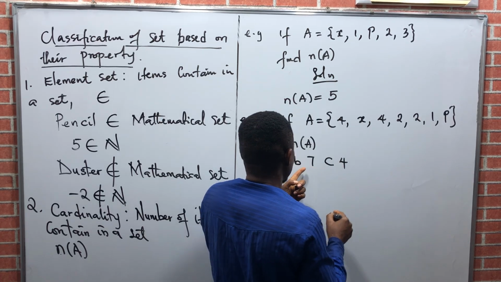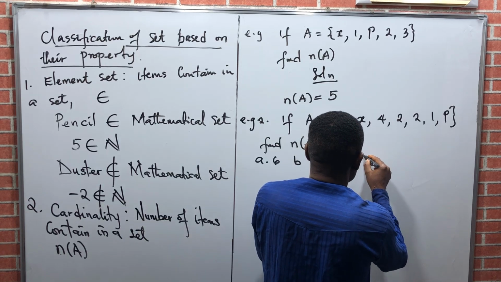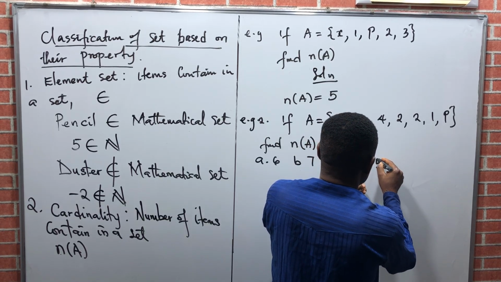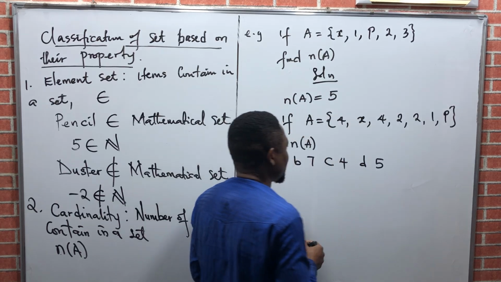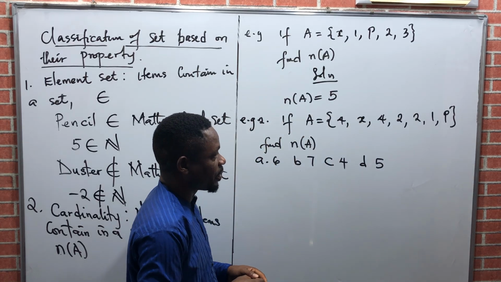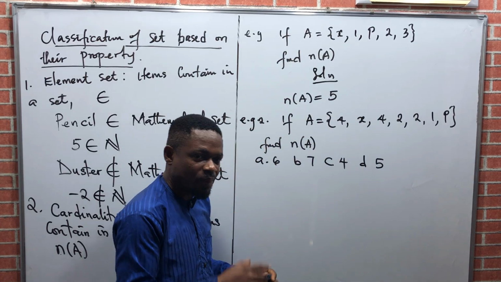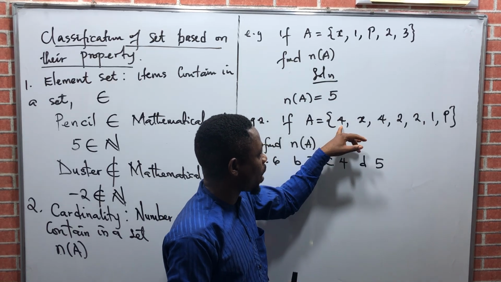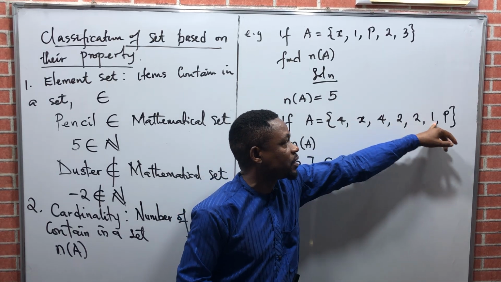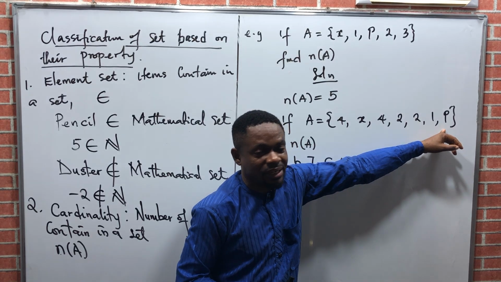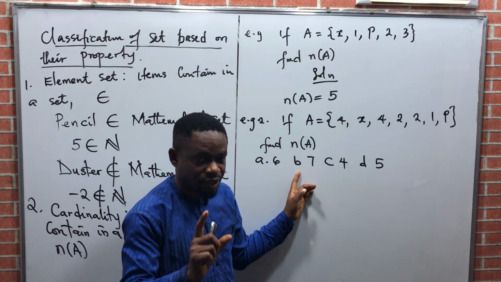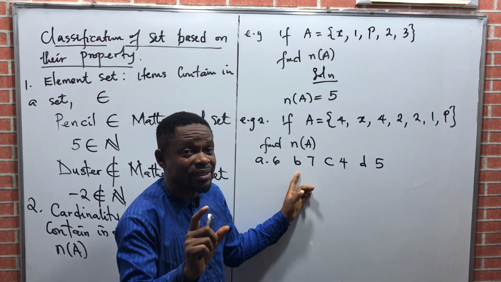Then the fourth one, option D, is 5. And they said we should find the cardinality of this set. I know by what I have explained initially, all of you or some of you may decide to say 1, 2, 3, 4, 5, 6, 7, and say that the cardinality is 7, which means the answer is B. It is wrong. Do you know why I said it is wrong?